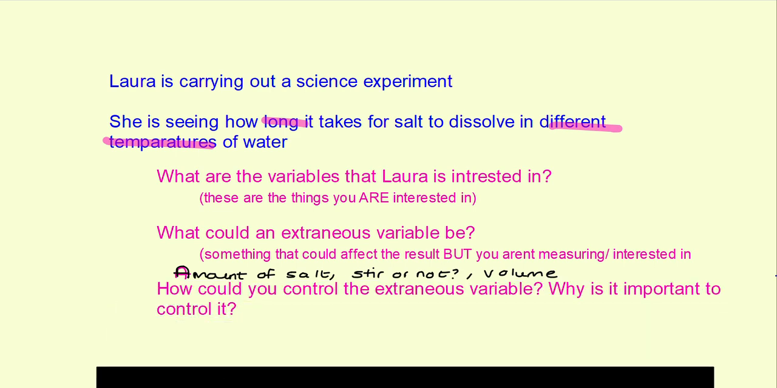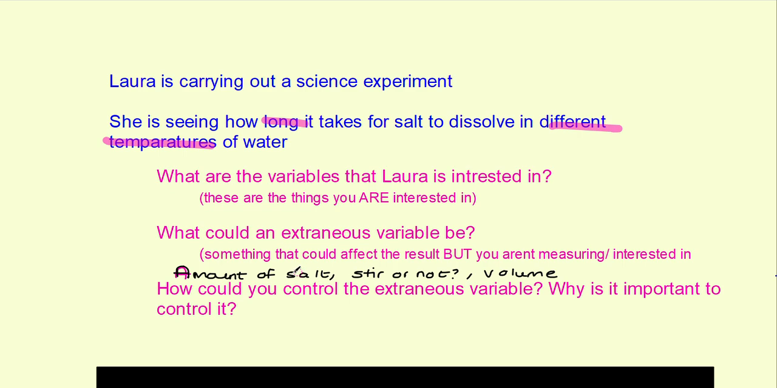Why do they need to be controlled? They need to be controlled so we can be confident about the effect of the different temperatures of water on the time that it takes. So how could you control the extraneous variable? I've listed 3. In a GCSE, they may ask you to list 1 and state how you would control it.